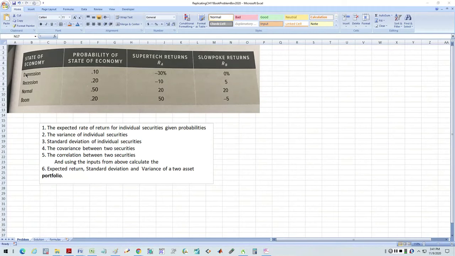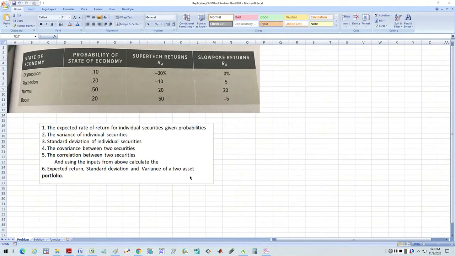So if the state of economy is in depression, then the return from Supertech or RA is going to be negative 30%, and the return from Slowpoke or RB is going to be 0%. If there's a recession, the return from Supertech is going to be minus 10%, and the return from Slowpoke is going to be 5%. Under normal circumstances, or if the state of economy is normal, quote unquote, the return from Supertech is 20%, and the return from Slowpoke is also 20%. And finally, in the boom state, the return from Supertech or RA is 50%, and the return from Slowpoke is negative 5%.